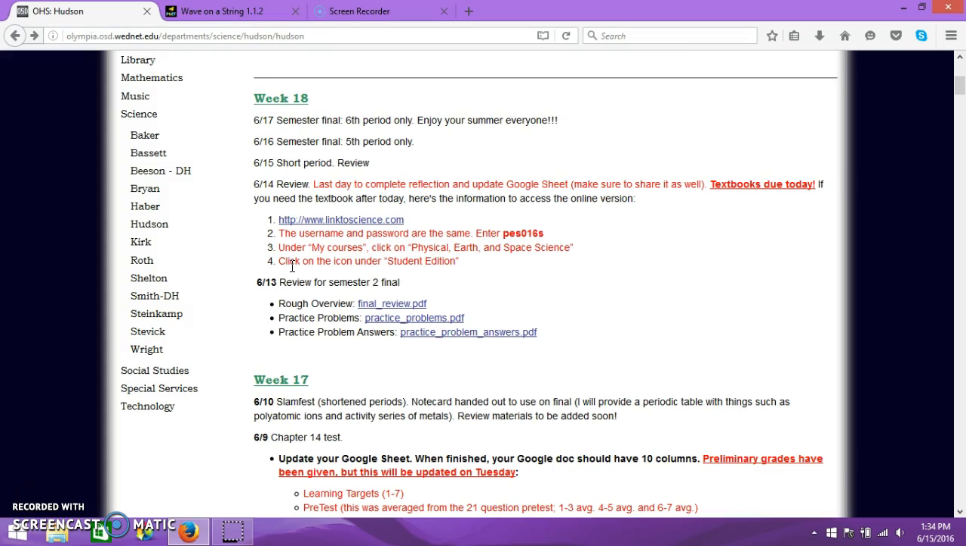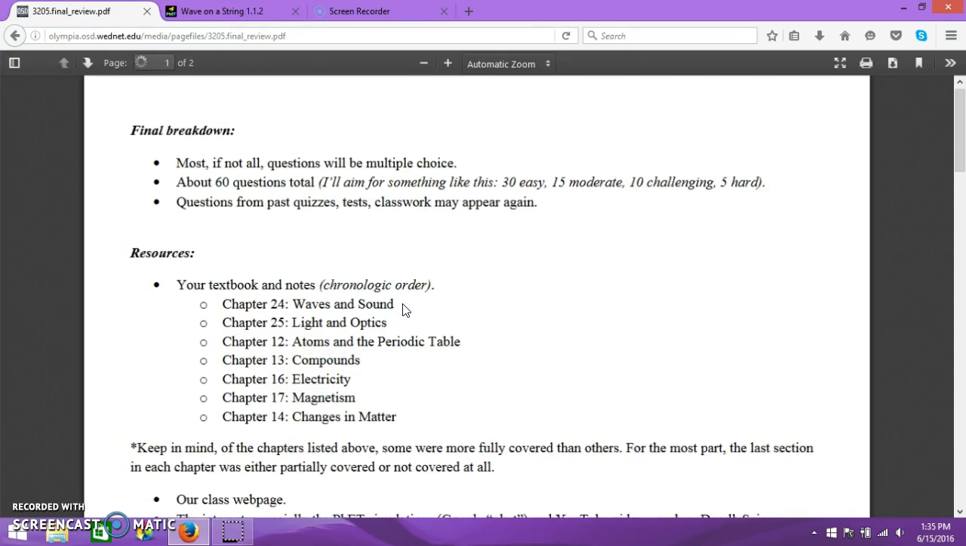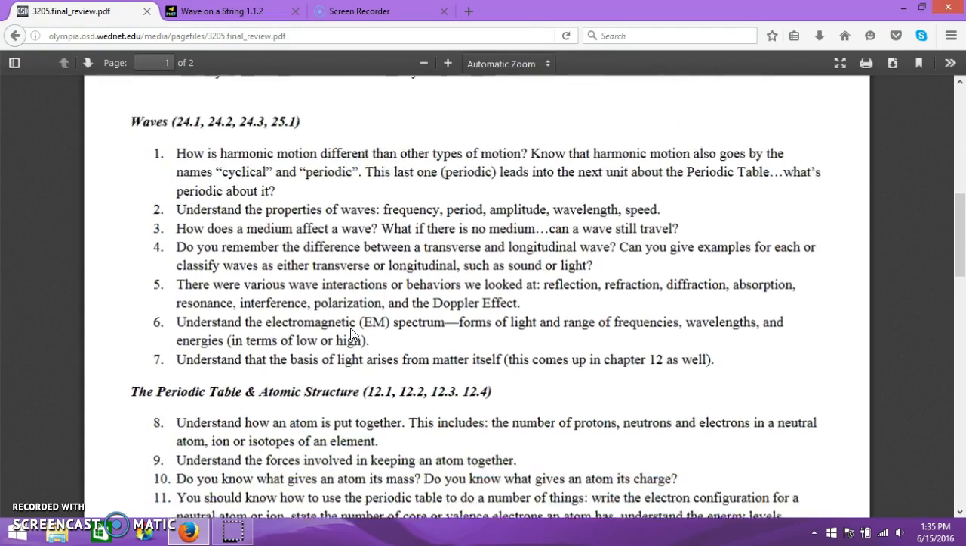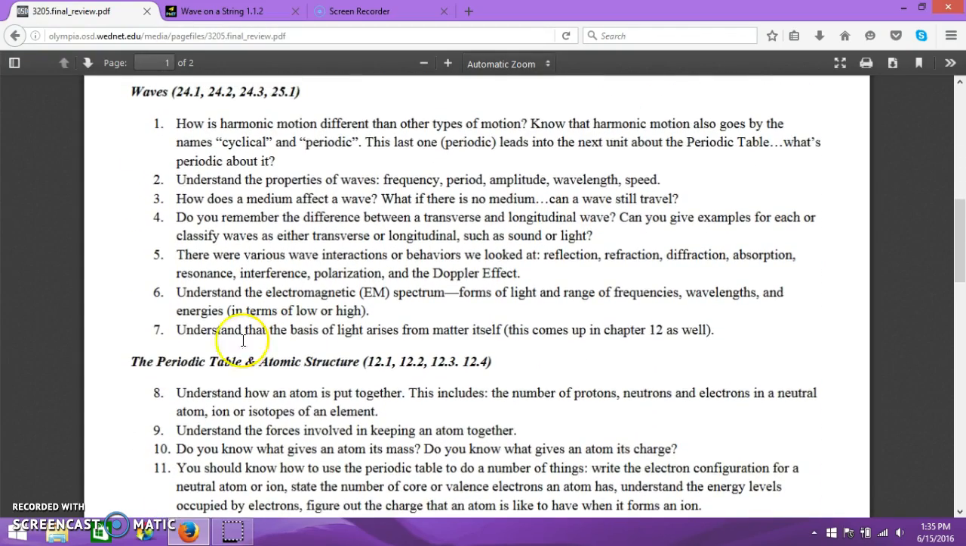So, last question then has to do with the basis of light bullet. So I'll try to explain that. Let's go ahead and take a look at that really quick here. Basis of light bullet. Here it is. So we're talking about waves. And at this point, when we talked about waves, we hadn't really gotten into chemistry yet. So we didn't really touch on this. But then I did say it comes up in chapter 12 as well.